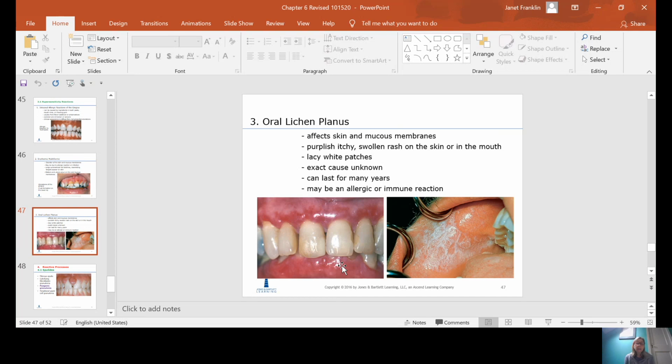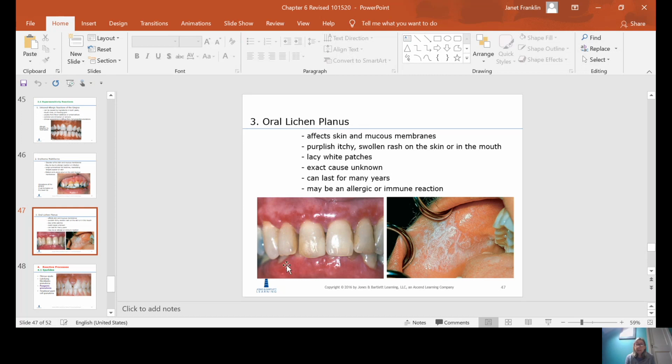Lichen planus you will see a lot. It affects the skin and mucous membranes. It can look a variety of different ways. Typical lichen planus appears like this. It's on the buccal mucosa. You can see it on the gingiva, the attached gingiva. You can see it on the retromolar pads. But it looks like this. It's characterized by these lacy white patches. And see how that spider web or lacy look?